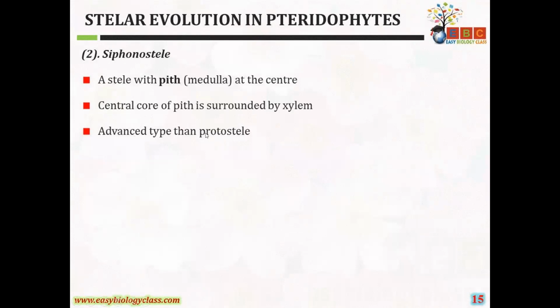Next one is the siphonostele, a stele with pith at the center. The central core of pith is surrounded by the xylem, and it is more advanced than the protostele.